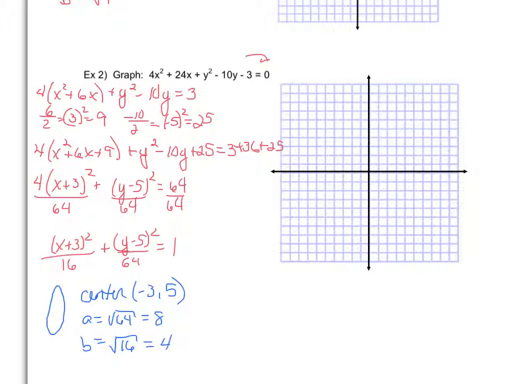So I'm going to plot my center, and because I'm stretched the long way, I'm going to take the longer number, so I'm going to go vertically 8 in each direction. I think I counted that right. In the upwards direction, I know I don't have enough room on my graph, so I'm just going to go up a little bit above. So 1, 2, 3, 4, 5, 6, 7, 8, maybe about here. Then I'm going to go horizontally a distance of 4 from the center. Again, I'm going to connect those with as smooth a line as possible.